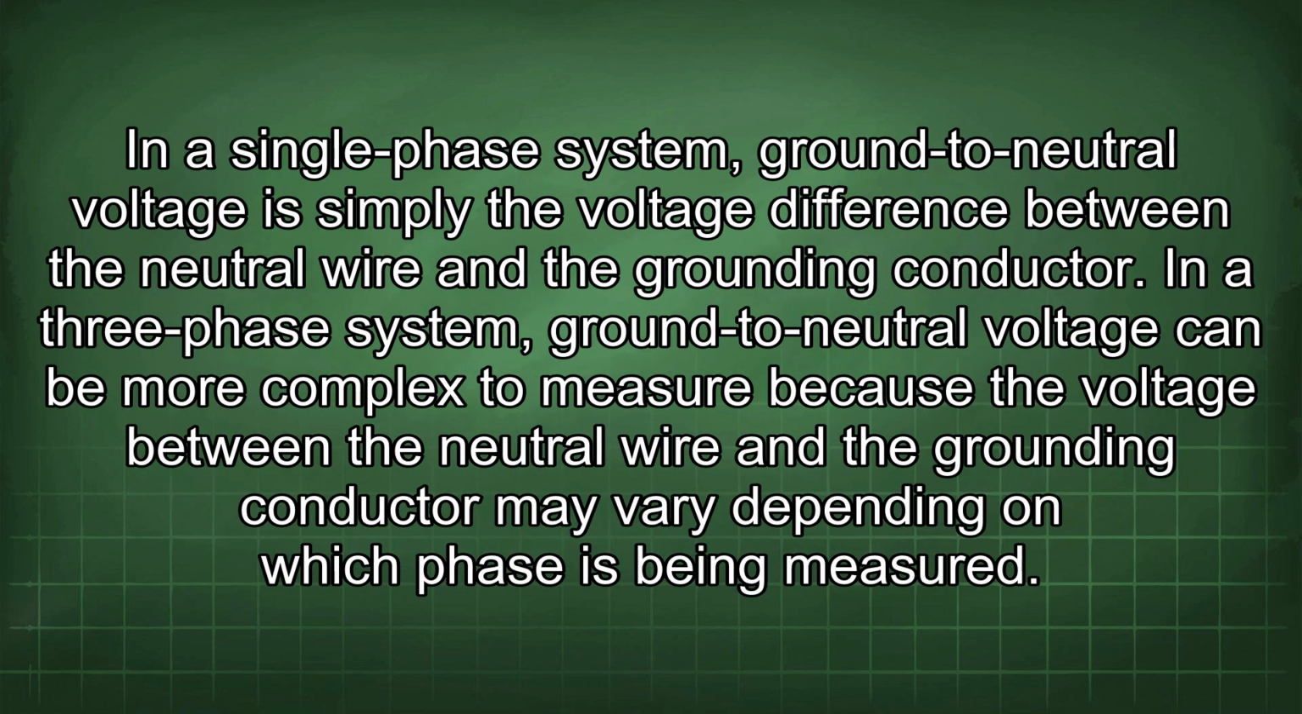In a single-phase system, ground to neutral voltage is simply the voltage difference between the neutral wire and the grounding conductor. In a three-phase system, ground to neutral voltage can be more complex to measure because the voltage between the neutral wire and the grounding conductor may vary depending on which phase is being measured.